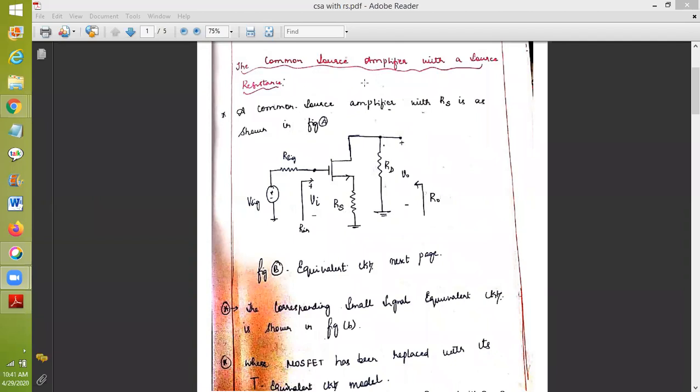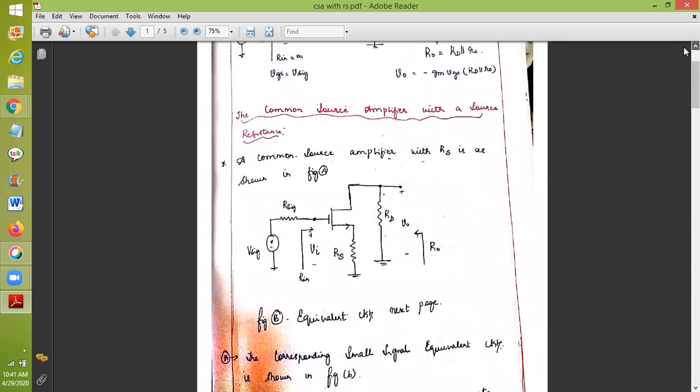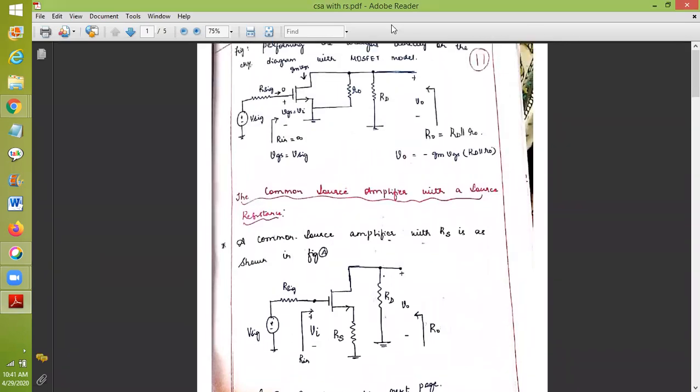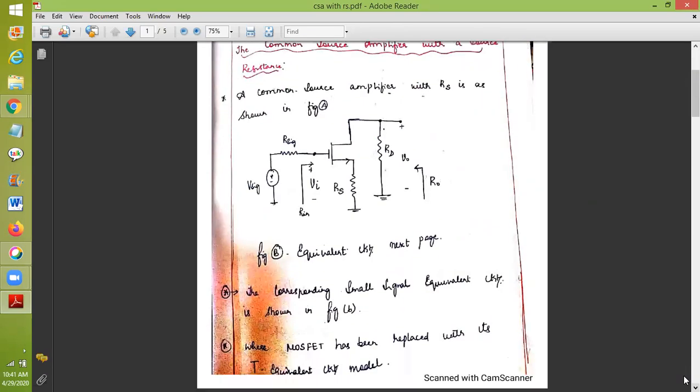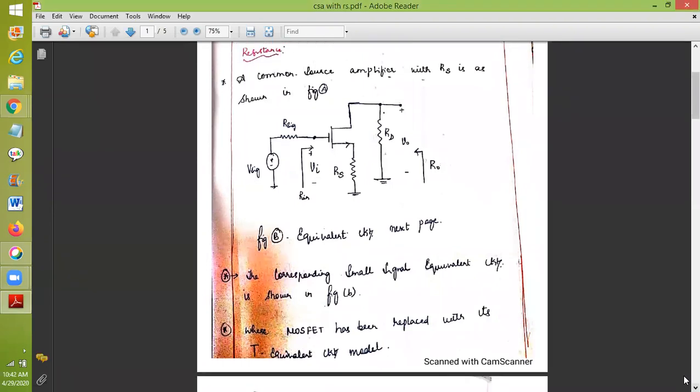In the previous class we studied only the common source amplifier. We drew the equivalent circuitry, marked the parameters, and concluded. Today we are starting with the common source amplifier with RS. Here, this is V signal, this is R signal, this is the source resistance RS, and this is the drain resistance RD, connected from drain to ground. This is the circuitry.